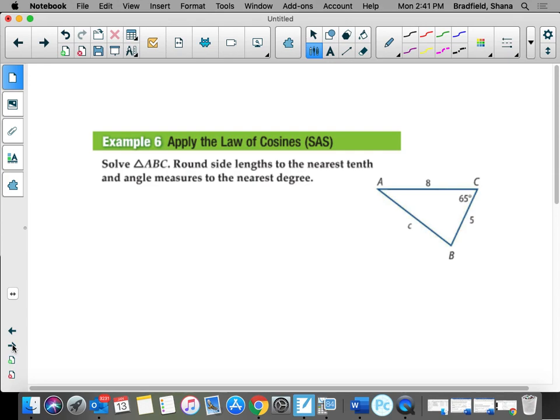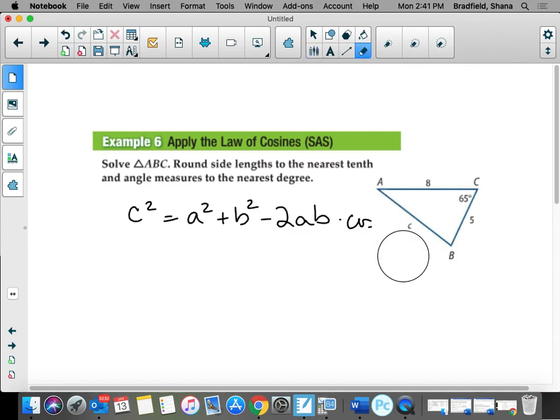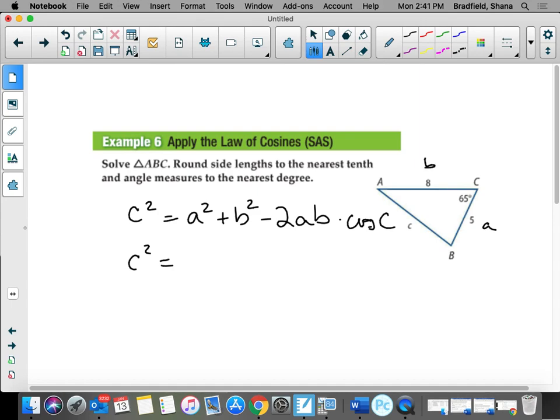I'm probably going to start with the equation in the form c squared equals a squared plus b squared minus 2ab times the cosine of angle C. Again, if I start with side C, inside my equation is going to be the other two sides. And I did that because I'm given an angle there and I want to be able to use it. And we can substitute everything in. We have C squared is equal to, so this is side A, this is side B, 5 squared plus 8 squared minus 2 times 5 times 8 times the cosine of 65 degrees.